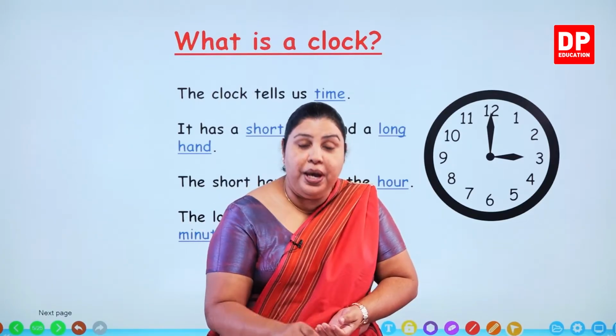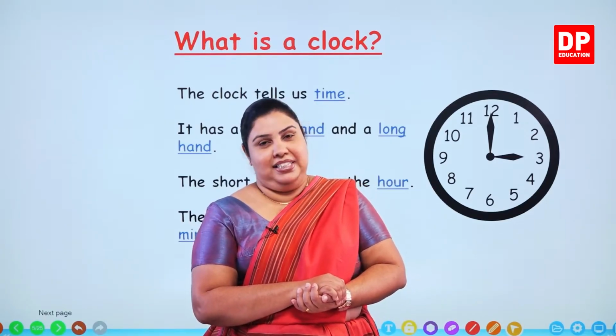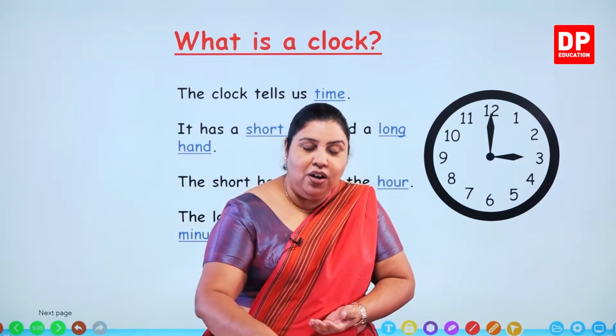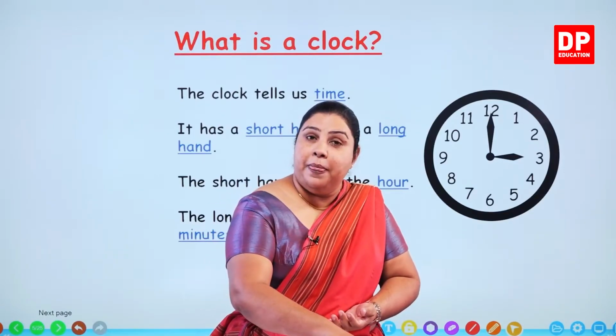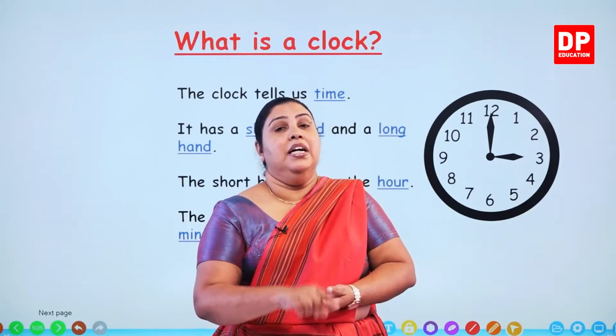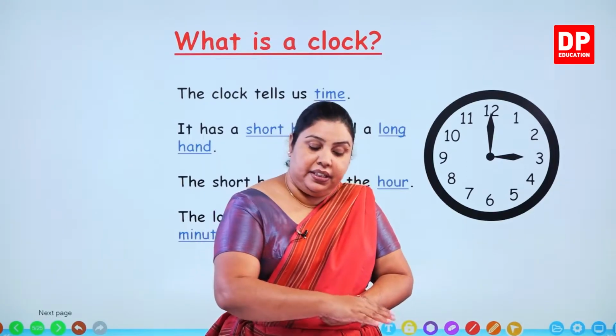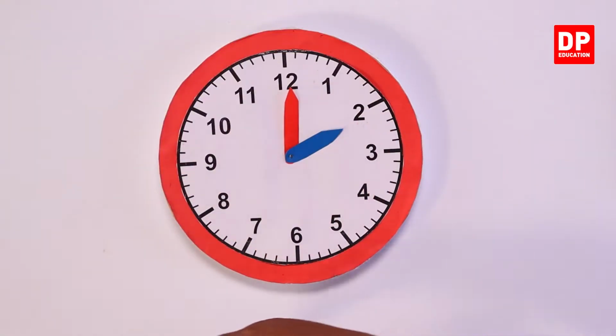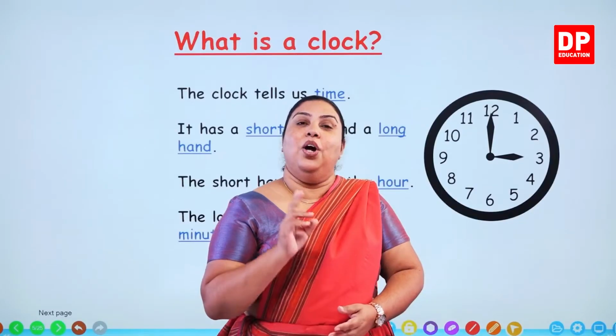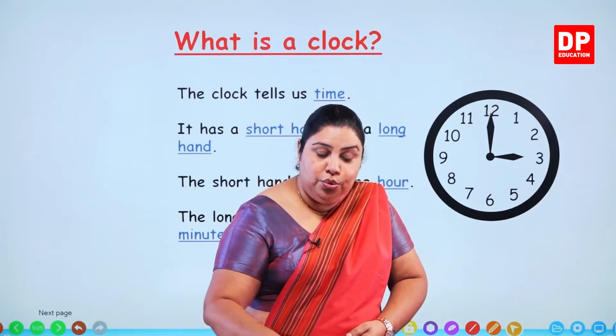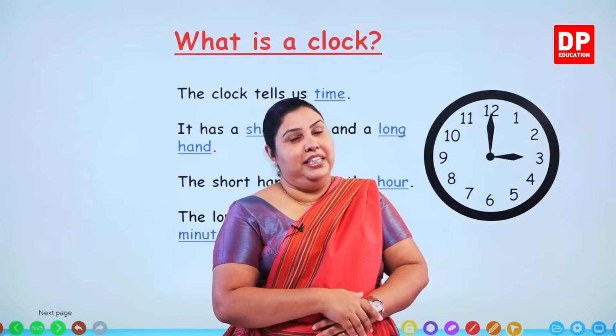We have only 12 numbers. Why is that? Because when the clock goes around and comes back to number 12, it is 12 hours. And when the clock goes around and comes again, it will be 24 hours. The clock has to go 2 rounds to complete a day.